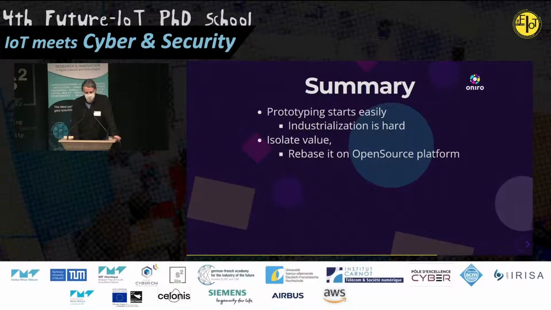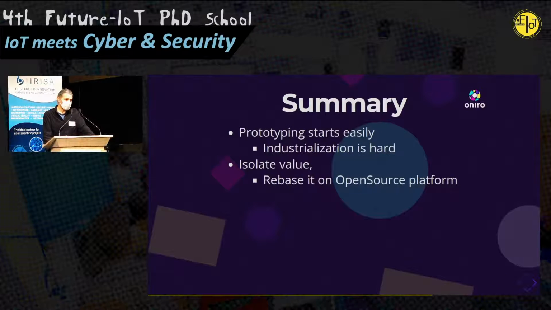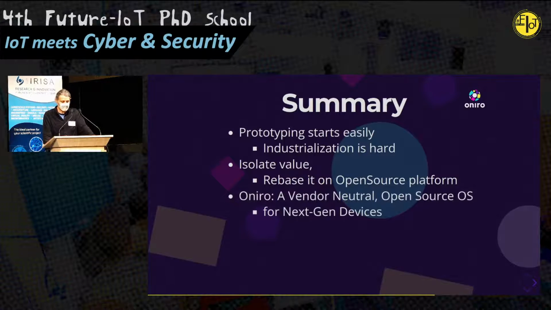So my recommendation is to try to isolate the value, what makes this product useful, and try to externalize somehow all the non-differentiating parts to other open source projects. So you need to rebase on an open source platform. And Oniro is trying to provide this. So it's a vendor neutral open source operating system for next generation devices. That's something very flexible to try to address many use cases. If for some reason Oniro is not matching your requirements, I'd be curious to know why, and we can discuss it.